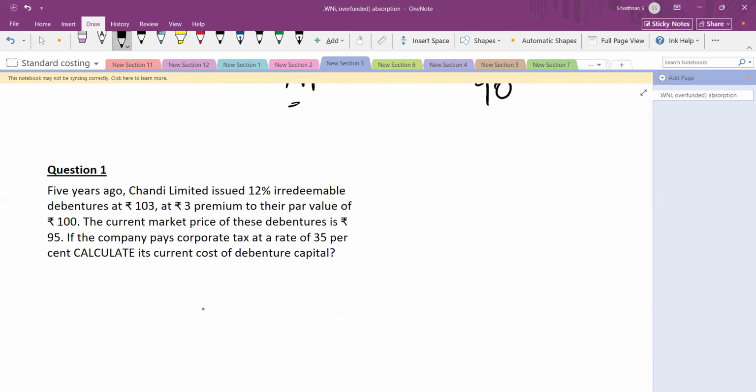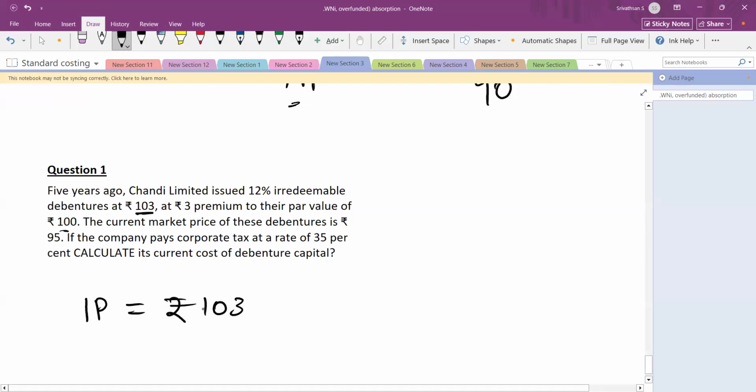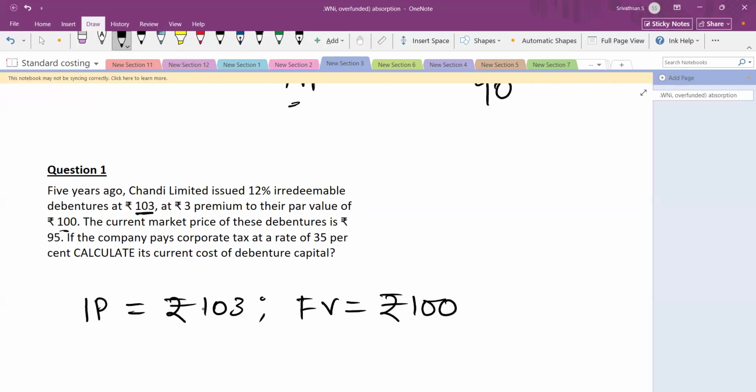Five years ago, Chandi Limited issued 12% irredeemable debentures at 103 rupees, at 3 rupees premium. So 3 rupees premium to their face par value of rupees 100. To put it very simply, 5 years ago, when the debenture was issued, it was issued at a price of 103. So first, let me write it down. Issue price was rupees 103, which was issued at 3 rupees premium. So face value of the debenture was only rupees 100. So the difference of 3 rupees is nothing but the 3 rupees premium.